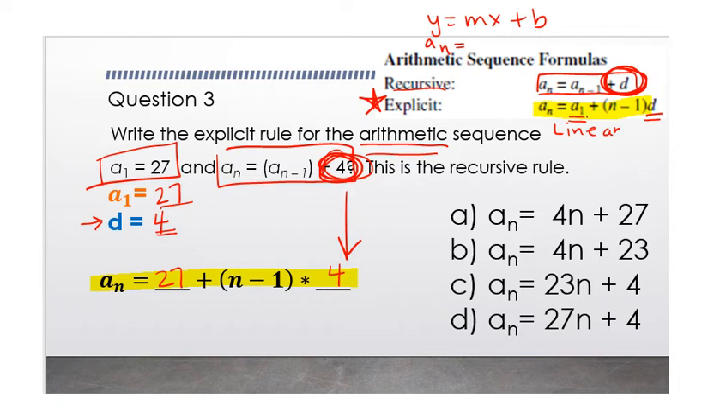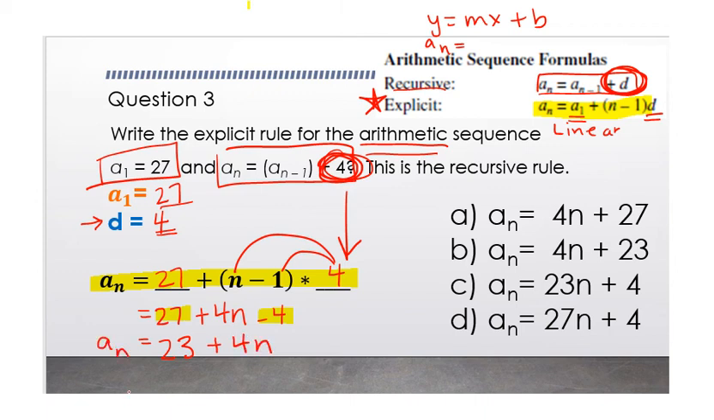And now we can just simplify this so that we have something that looks like slope-intercept form, that looks like an equation of a line. So when I have parentheses like this and then I have multiplication, remember we have to distribute that 4 through. So I'm going to have 27 plus 4n, because 4 times n is 4n, and then 4 times negative 1 is negative 4. And when I simplify that, the 27 and the minus 4, those are like terms. They're both constants. They're integers, so I can add them together. So 27 minus 4 would give me 23 plus 4n, and that's a sub n.